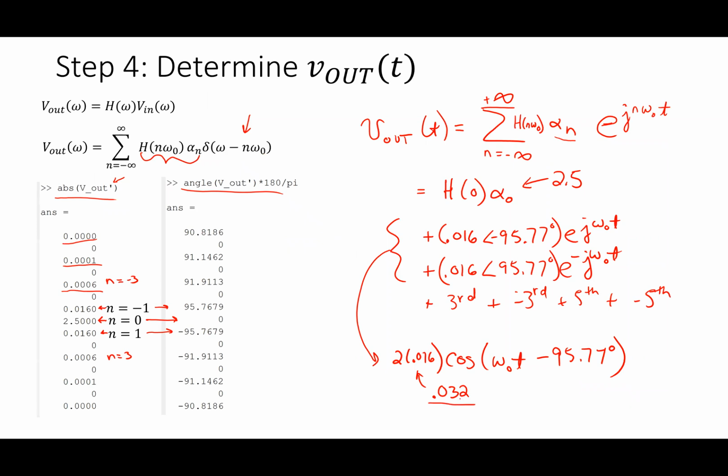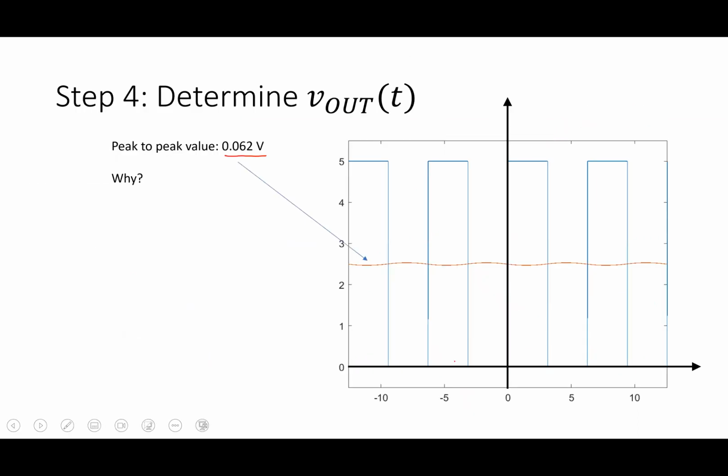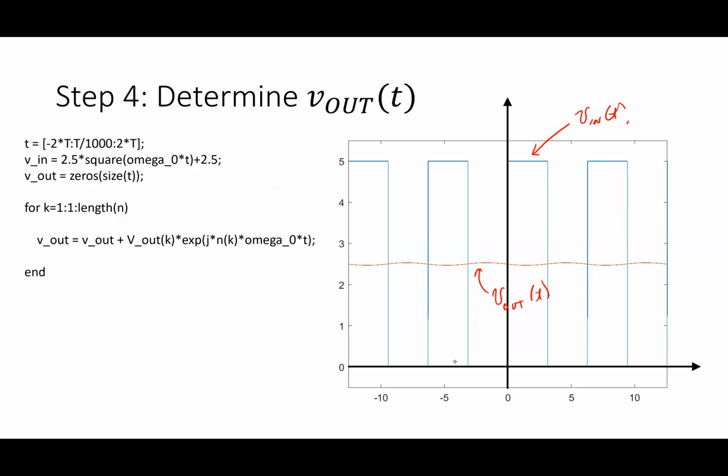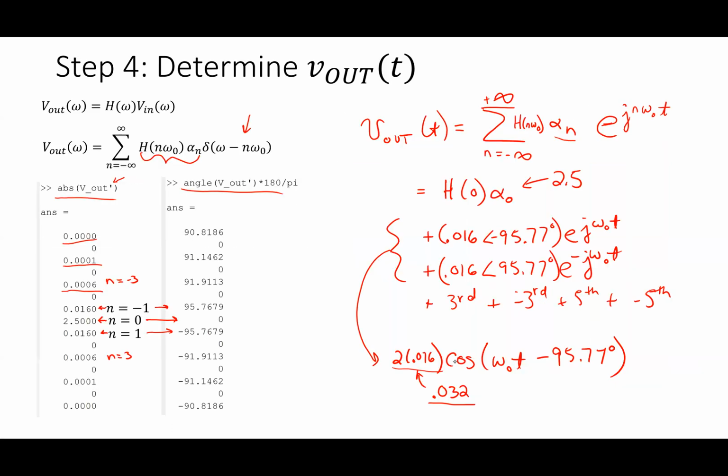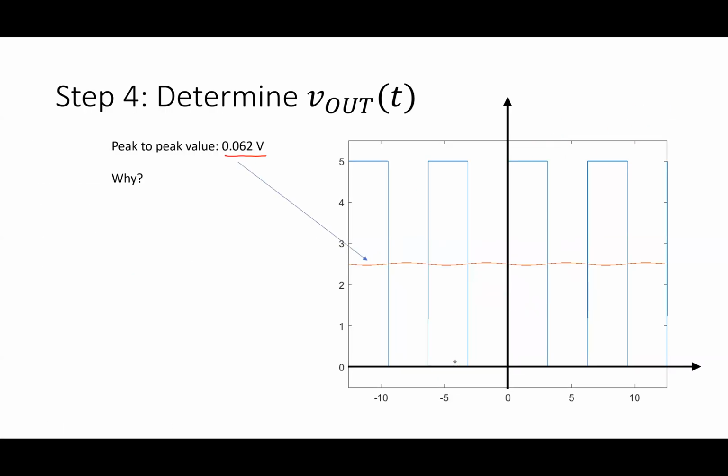0.032 is the amplitude here. So why would the peak to peak value be about 0.062 volts? If I calculated that it's a cosine with an amplitude of about 0.032, why would the peak to peak value be about 0.062?